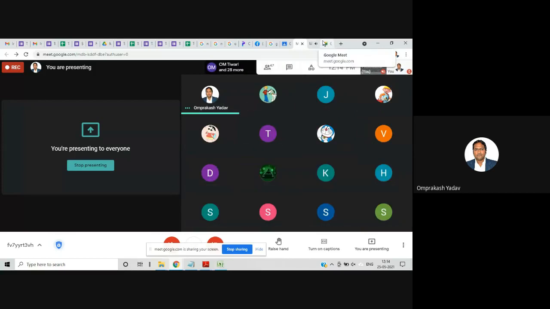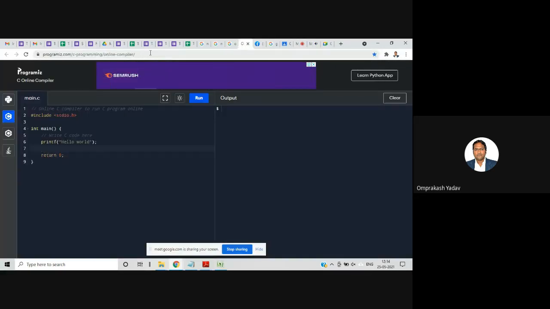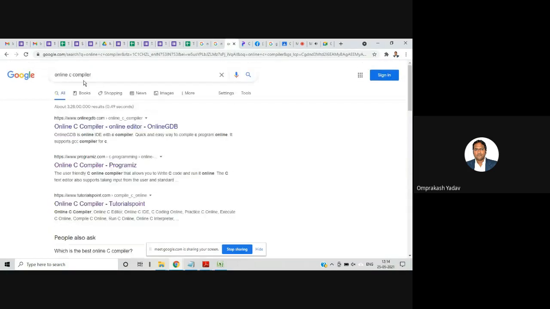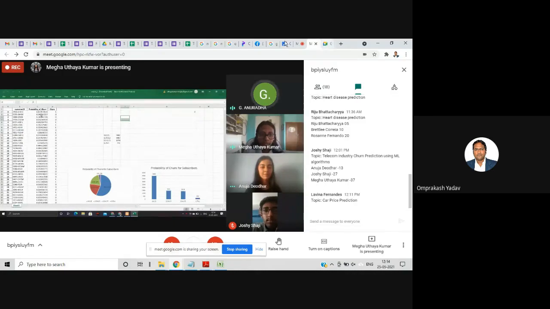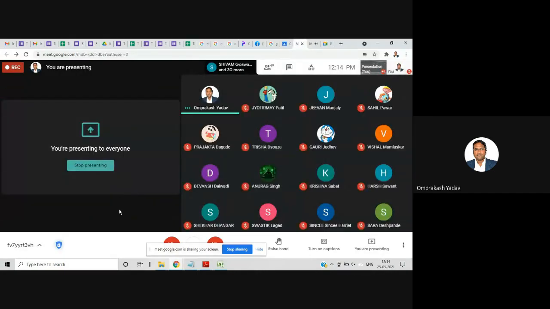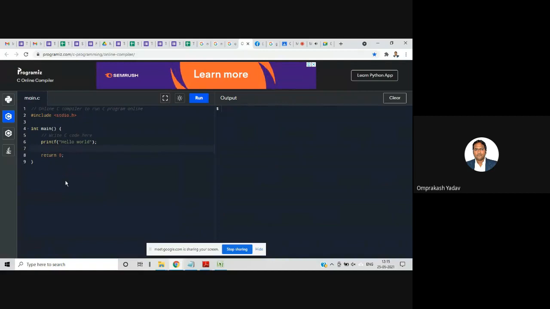Yeah. So let me take you to this online compiler. There are a lot of online compilers available, right? I simply searched online C compiler, and out of the first three, I started the second one, online C compiler programming. So you can start any C compiler, or if you have software like Turbo, you can do it over there also. For the demonstration purpose, let's say this is a compiler.